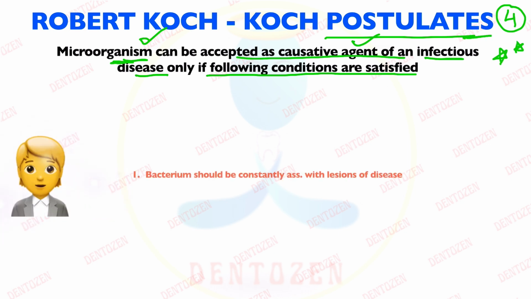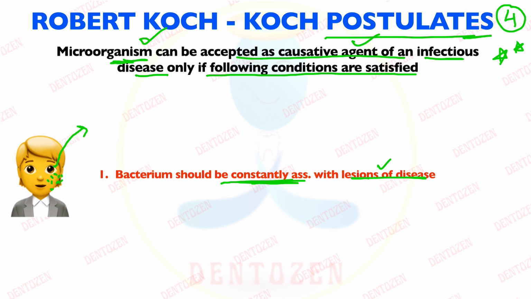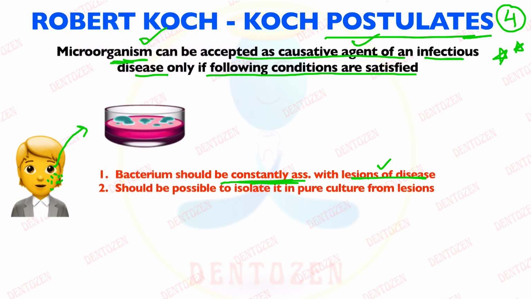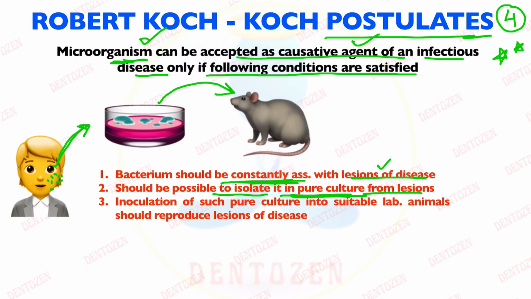First point is that this bacterium should be constantly associated with the lesions of the disease. That is, this bacterium should be able to produce the same lesions of the disease every time constantly. Second is, when we try to take these bacteria from the lesions, we should be able to isolate it in the pure cultures. So it should be possible to isolate this bacterium in the pure culture from the lesion. So that is the second point. Third point is, from these pure cultures, if we try to inoculate these bacteria into the lab animals, it should be able to produce the same lesions of the disease.